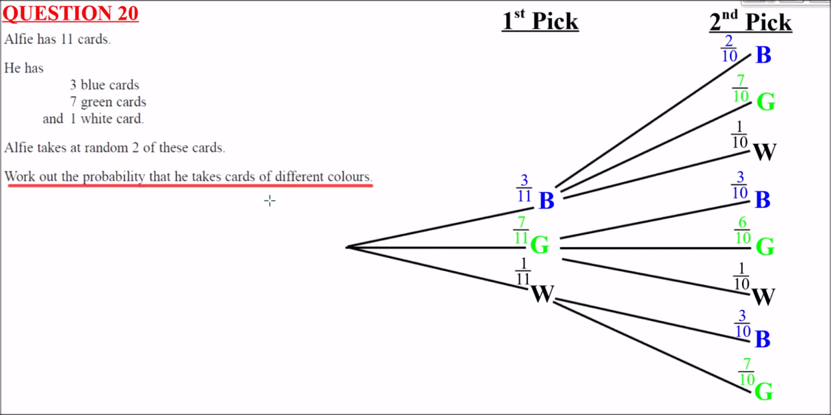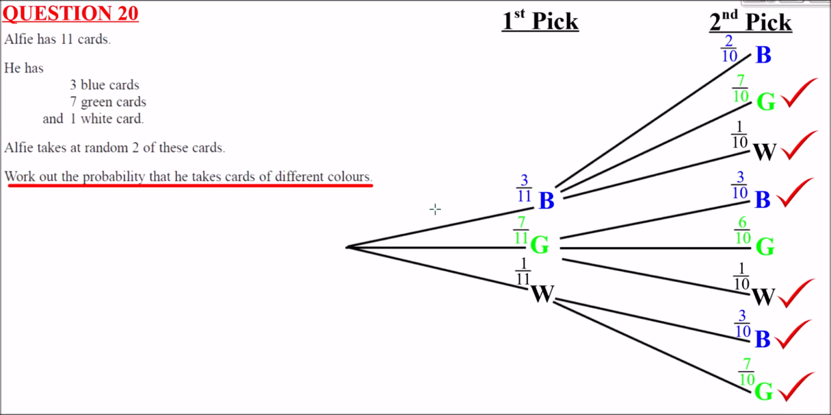So how could we do that? So different colours, there's a few different ways this could be done actually. One way, we could have blue first and then green, or we could have blue and then white, or the first card could be green and then blue. Green and green wouldn't work because green would be the same. We could have green and then white, or we could have white and then blue, and finally white and then green. So a bit of work to do, but as long as we keep our heads, it is doable.